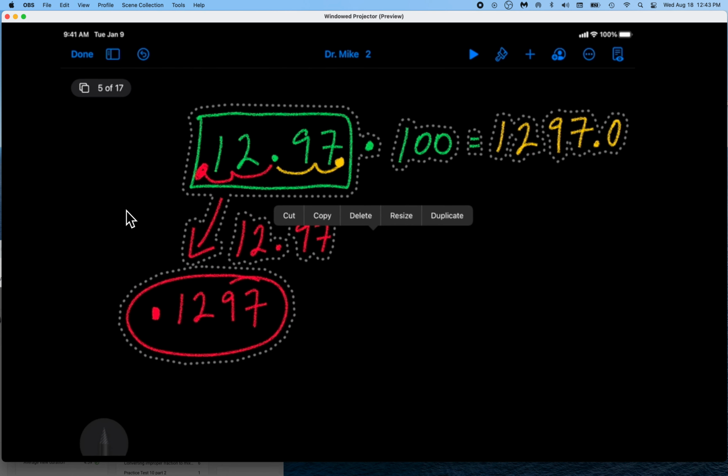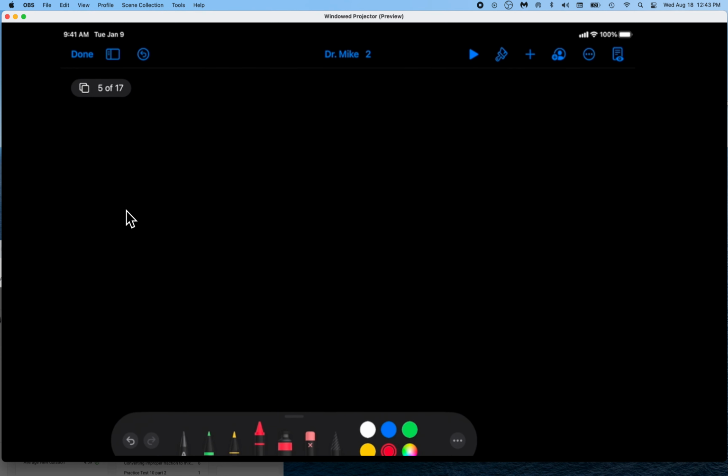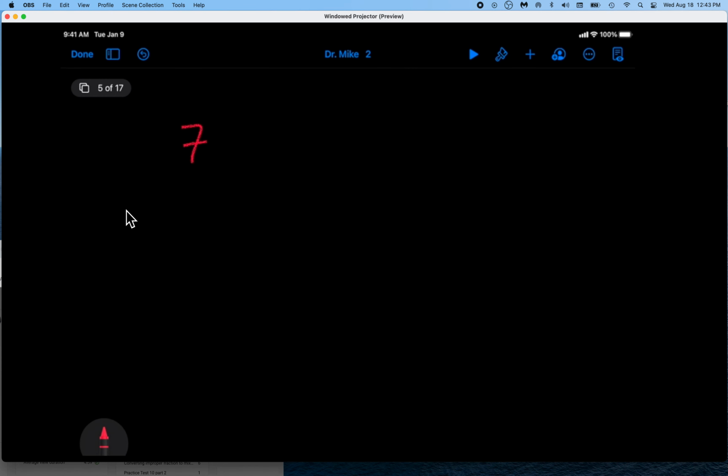Okay, let's do some examples. What is 7 times 10? Okay, our number in the box is 7, technically 7.0. Is it going to get bigger or smaller? It's going to get bigger by how much? 1 decimal place. We're going to move this to the right 1 decimal place and get 70.